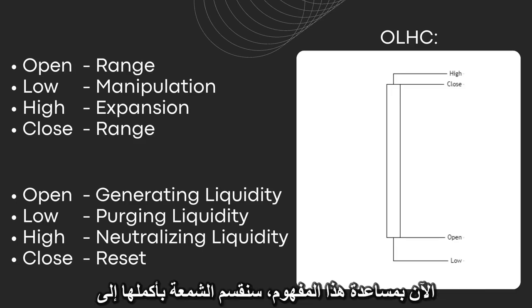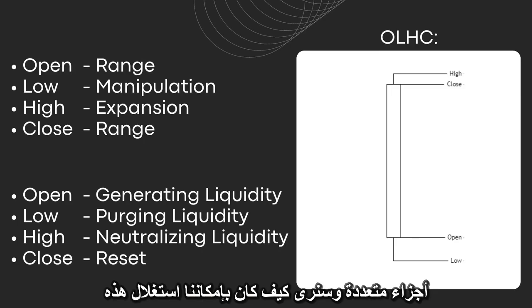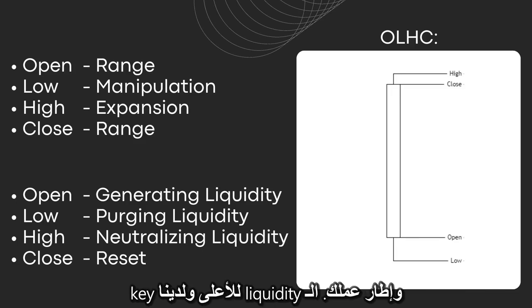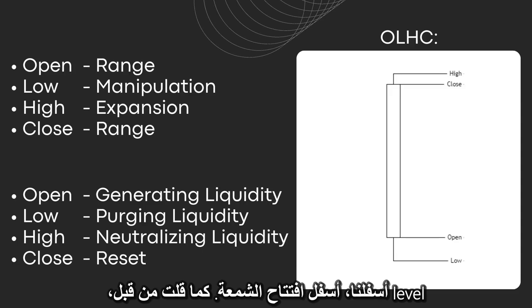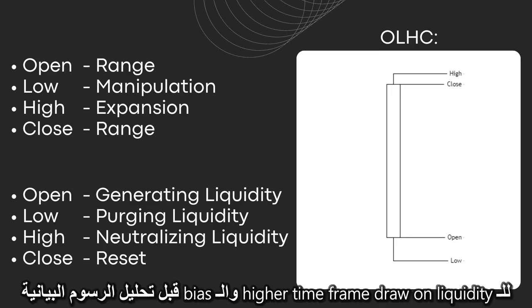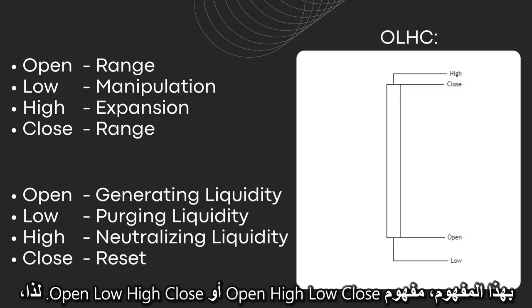Now with the help of this concept, we're going to divide the whole candle into multiple segments, and we're going to see how we could have exploited this candle right here on the lower time frame, right? That's what your background base and framework is going to be. The draw on liquidity is higher and we've got a key level below us, below the opening of the candle, right? As I said before, you're going to make sure that you already have the whole framework for the higher time frame draw on liquidity and bias before you analyze the charts with this concept, the open high low close or the open low high close concept, right?